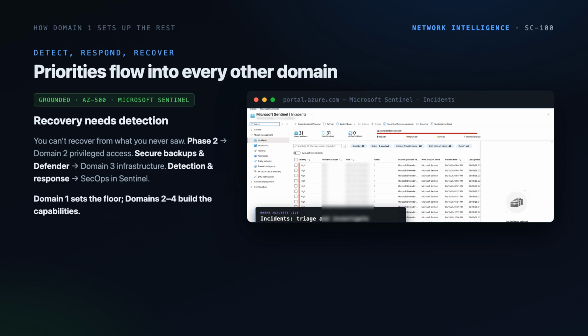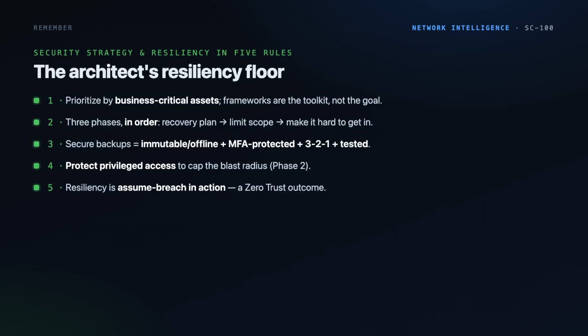To bring it together, prioritize by business-critical assets. The frameworks are the toolkit, not the goal. Hold the 3 phases in order: recovery plan, then limit scope, then make it hard to get in. Secure backups must be immutable or offline, multi-factor protected, 3-2-1, and tested. Protect privileged access to cap the blast radius. And remember that resilience is assume breach in action. It is a zero-trust outcome, not a separate discipline.